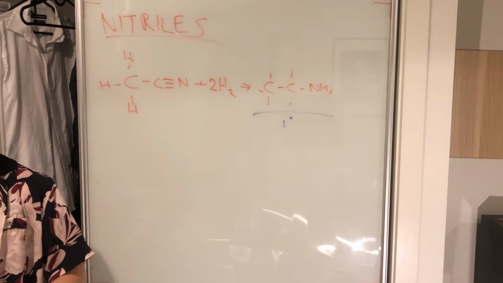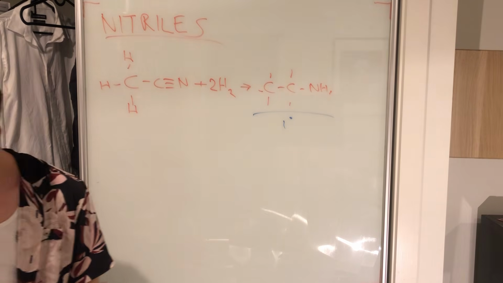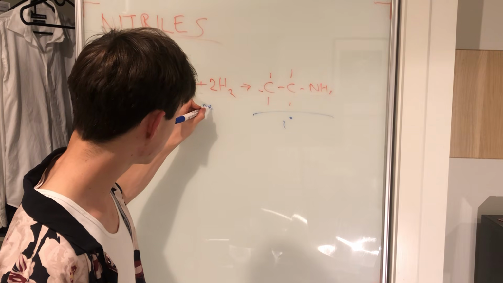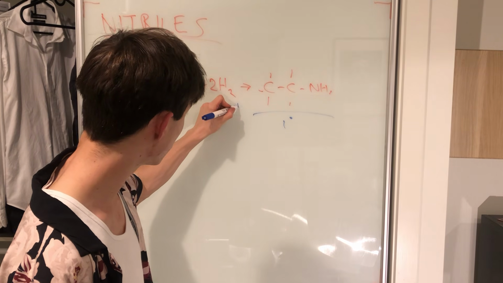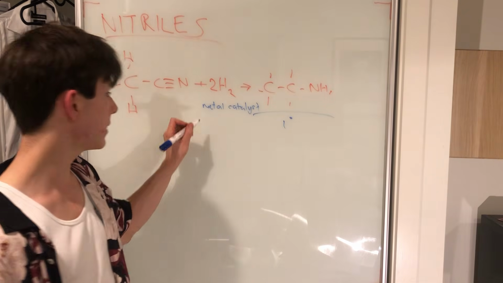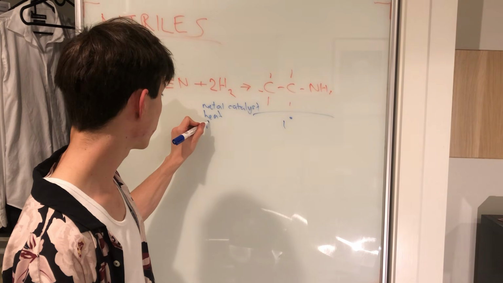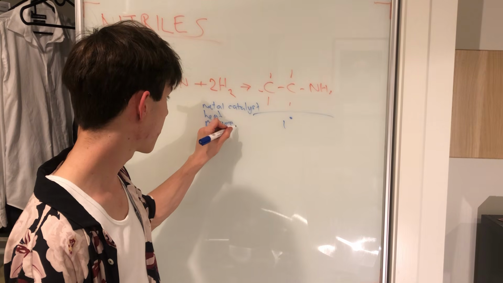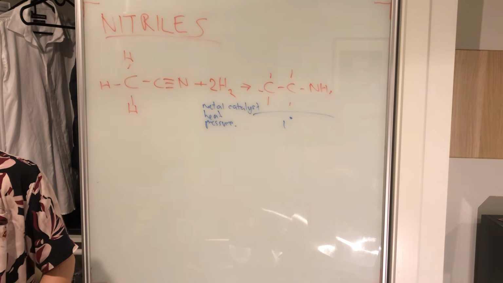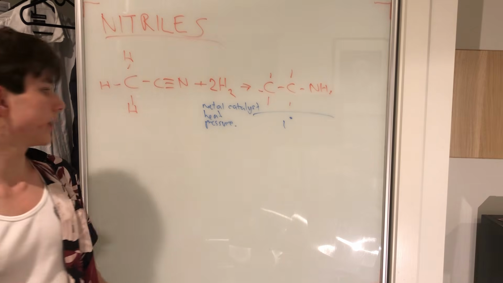There are conditions for this though. So usually, the usual way to do it is we use a metal catalyst. We talked about that before. Metal catalyst. And we need heat and pressure. Yeah? Not too hard. So let us write that one out.